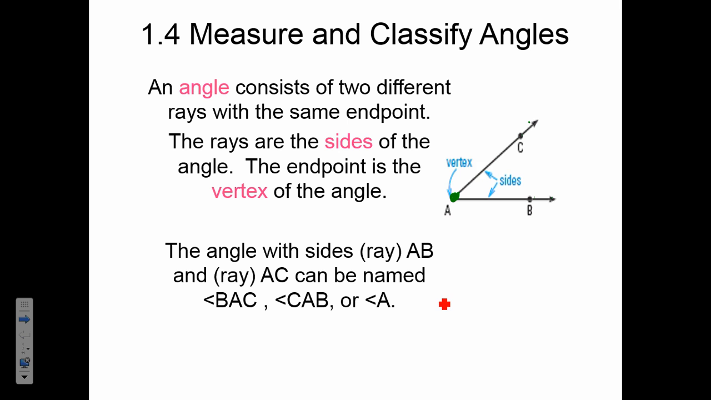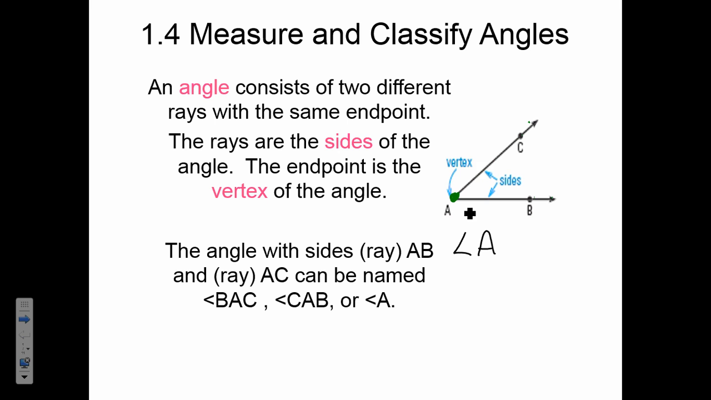There's a couple different ways that we could name angles. When you name an angle, you always want to focus on the points that are labeled there. So one way that you can label it is based off of the vertex. In this case, the vertex is A. So I could say that this is angle A.